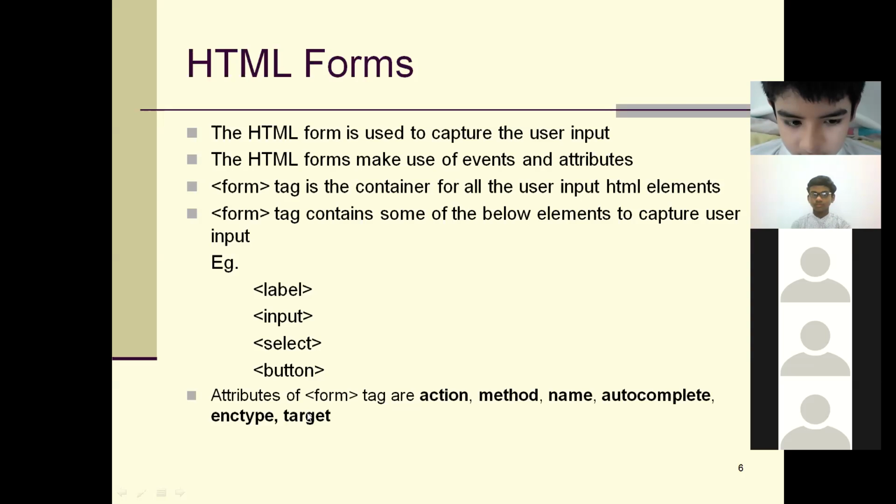Encode type is for when you are sending data in binary form, such as uploading a document. You can upload a document using forms, so when you have that upload feature on your form, you have to make use of encoding type. It says what type of content you are sending and how you want to send it. We'll see these attributes in detail when we start writing the code.